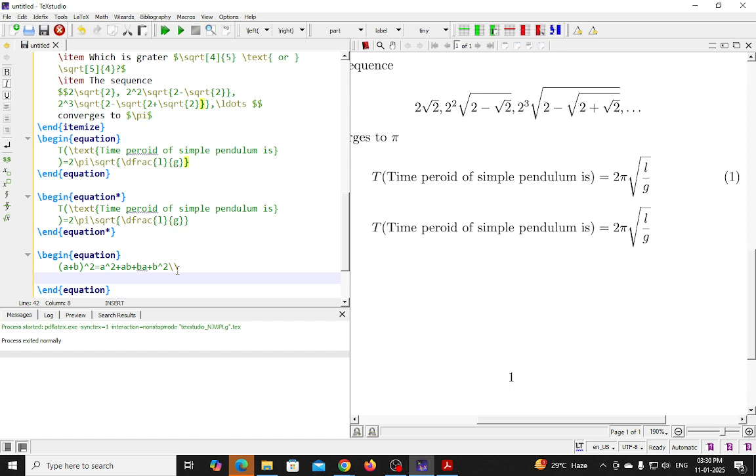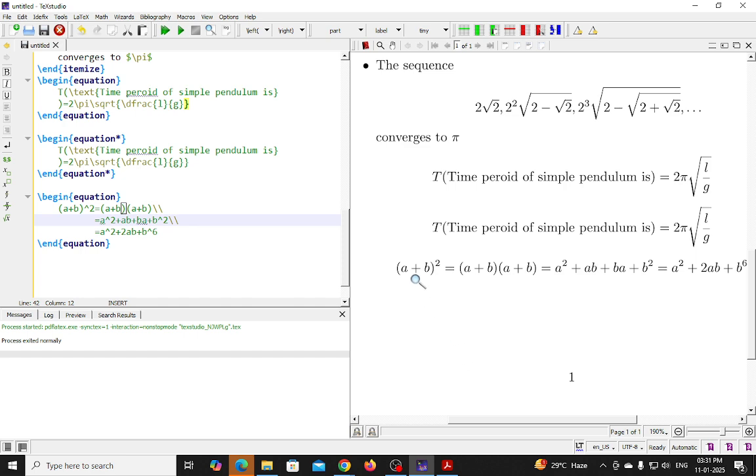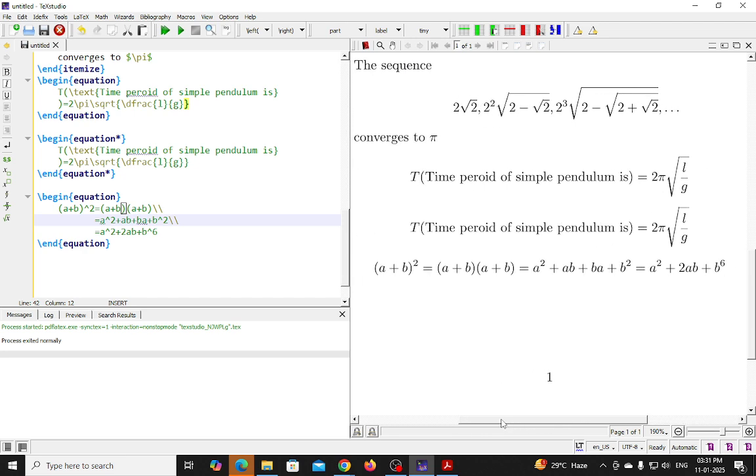Now the next expression is, I will manually put equal here. Again, a square plus 2 times, okay, one expression I skip here, it's ab plus b square. Now the first expression is actually a plus b, and once again a plus b, line break and enter. Suppose I will use equal. Then if I compile, this time you are getting the answer, but what happened, the whole thing is coming in the same line.